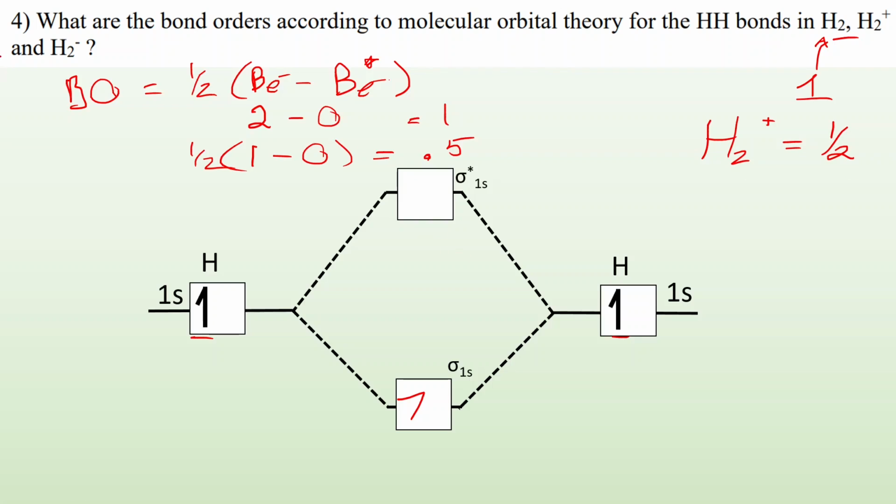And H2 minus tells me, well, hey, we had 2 electrons, and this minus means we have 1 more electron. So we have 3 electrons total. 1, 2, 3. Bond order for H2 minus. Well, let's see. It's going to be 2 bonding electrons minus 1 anti-bonding electron, and 1/2 of that gives us a bond order of 1/2 as well.